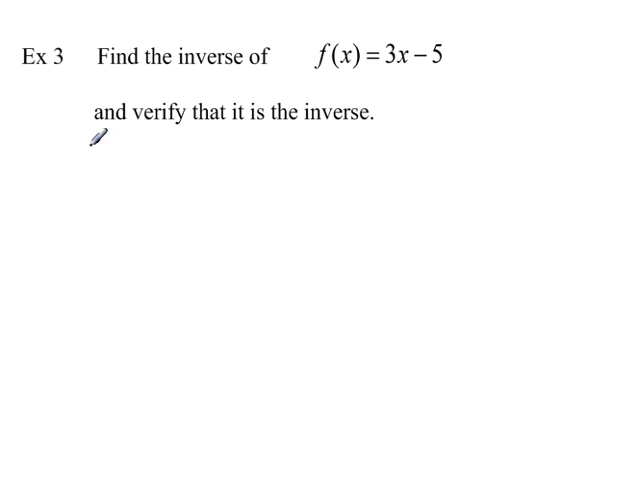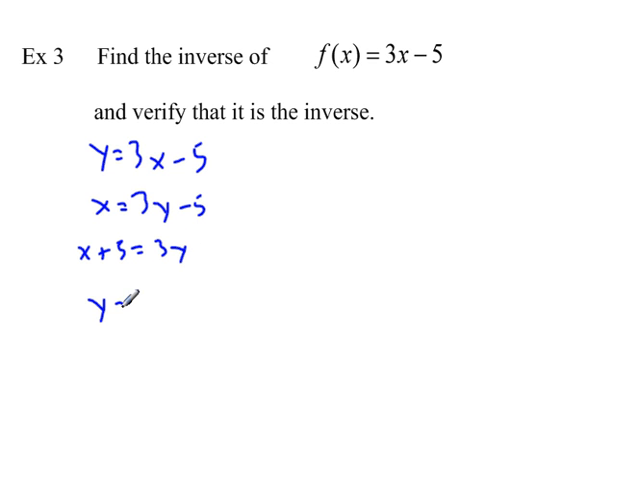To find the inverse, I need to think of this function, and we do two things. We switch x and y, and then we solve for this new y. So that'll give me x plus 5 equals 3y. Solving for y gives y equals (x plus 5) over 3. And I'm just going to use the correct notation. The inverse of the function equals (x plus 5) over 3.